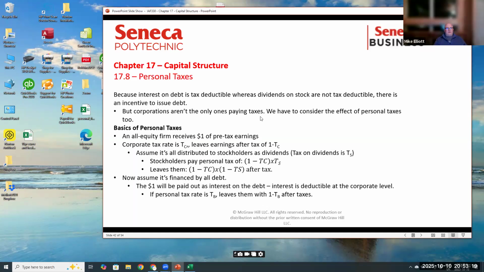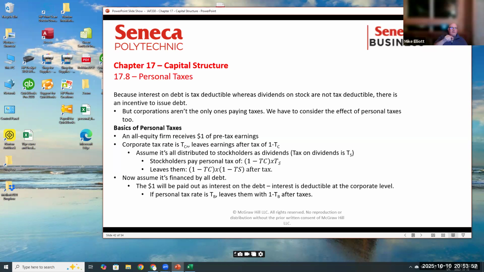All right. And now taxes. We got to talk about taxes. I apologize ahead of time, but we got to do it. Because interest on debt is tax deductible in the US, whereas dividends on stock are not tax deductible, there's an incentive to issue debt because it's going to be more accepted than equity. Now, remember, corporations aren't the only ones paying taxes because the investor has to pay taxes too. So let's pull this apart and have a look at it. What's the effect of these taxes?